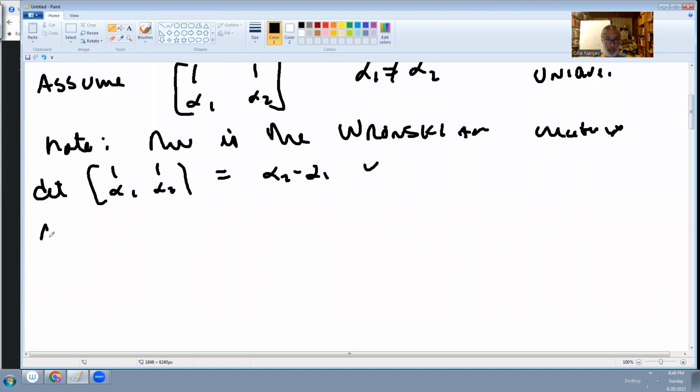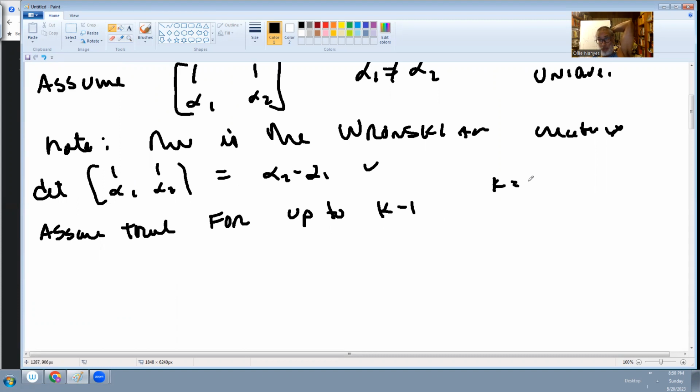So assume it's true for up to k minus 1 for some k. We already know this is true for k equals 2, because we just proved it here. So we've already shown it's true for k equals 2.